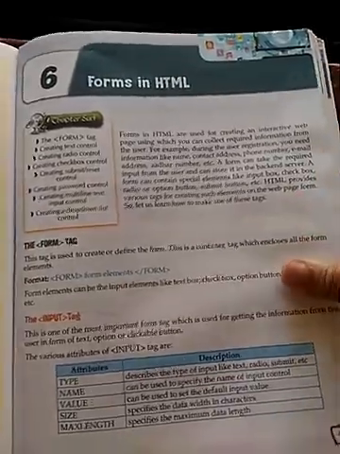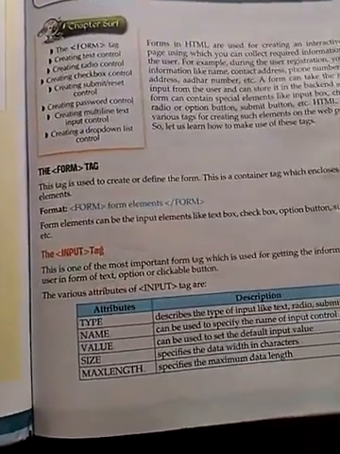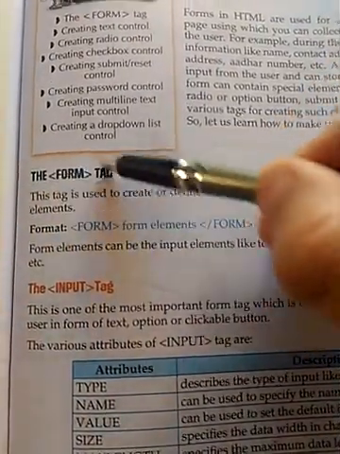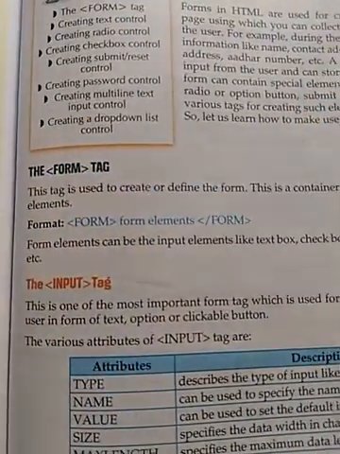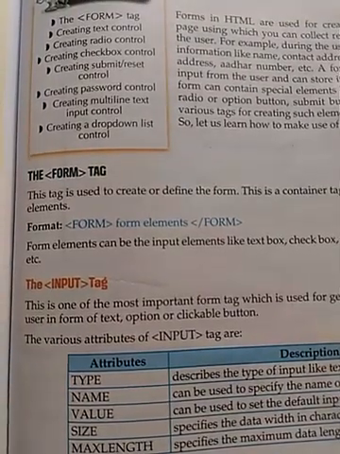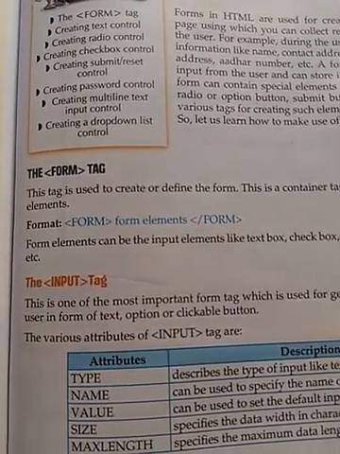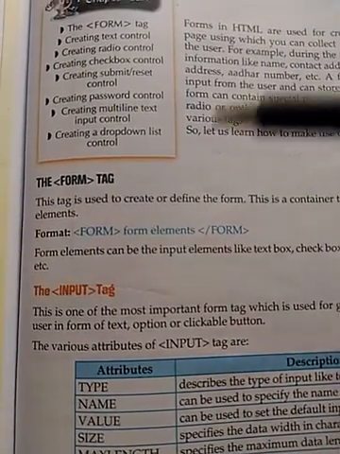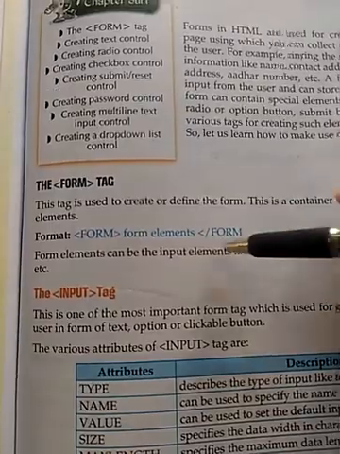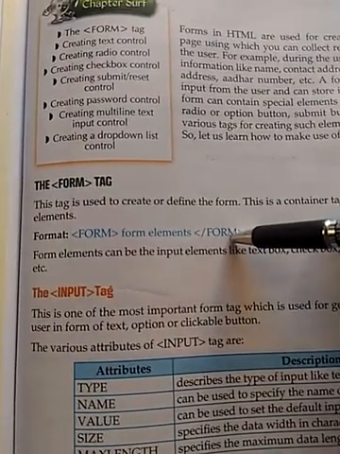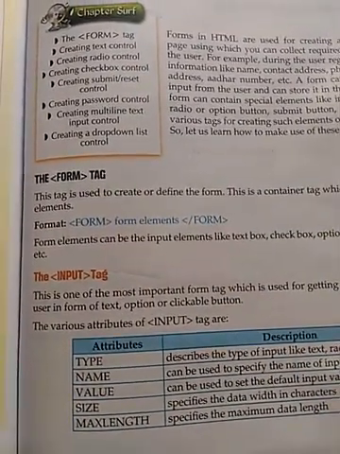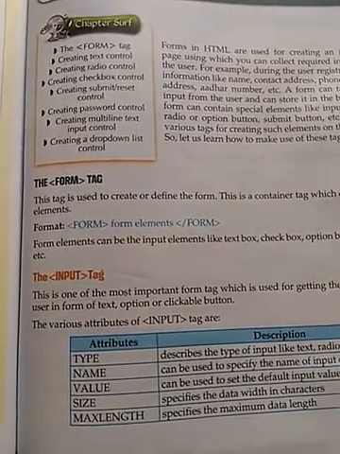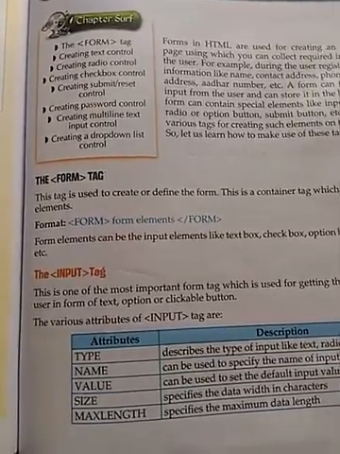Now let's start with the form. To define a form in HTML, a form tag is provided. The form tag is used to create or define a form on a web page. It is a container element, that is, it has an opening tag as well as a closing tag. The form element can contain input elements like text box, checkbox, option box, etc.